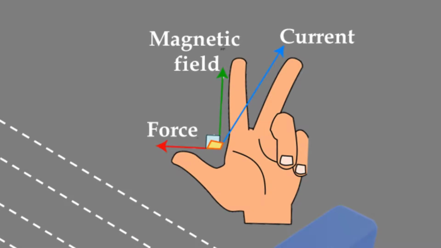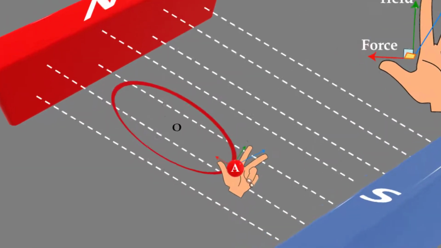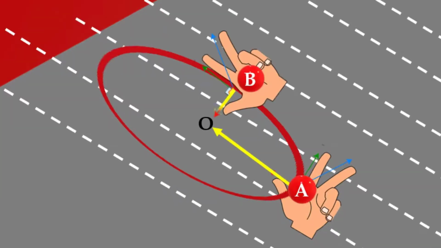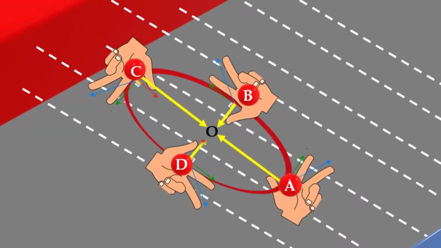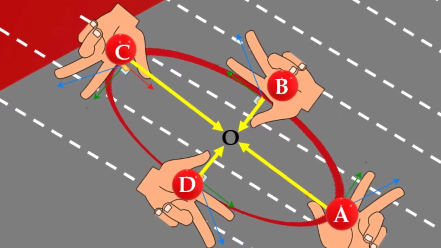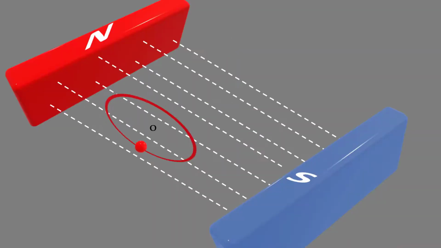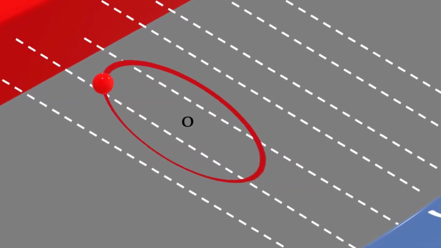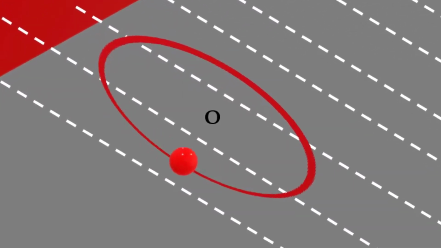Applying Fleming's right-hand rule on the charged particle placed at A, the thumb represents the direction of the force. So, the charged particle experiences an inward force towards O at A. In the same way, the particle at B, C and D will also experience the same inward force towards O. So, the particle travels in a circular path with center O. Because of the velocity component which is perpendicular to the magnetic field, the particle will follow a circular path.